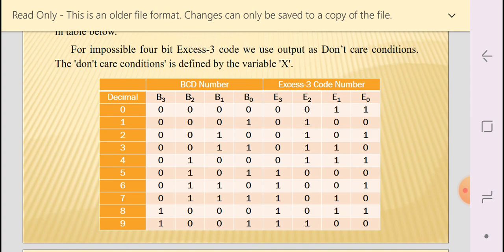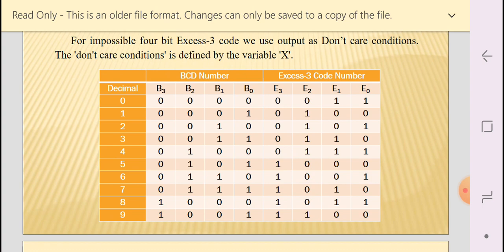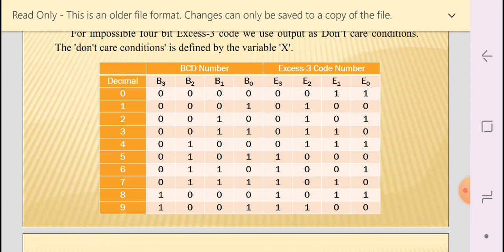Here, look, the decimal 0 is the first row. The input section is the BCD number and the output section is the XS3 code number. So B3, B2, B1, B0 and E3, E2, E1, E0. Here the decimal number is 0, which means the corresponding binary or BCD number is 0 0 0 0.